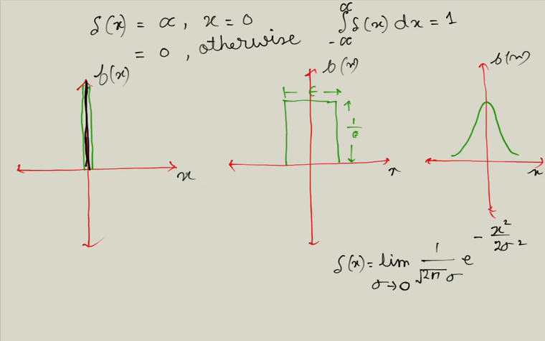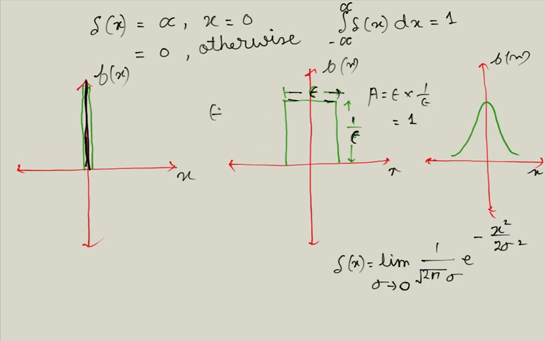Now I would like to show you another definition of the delta function. If I draw a rectangle of height 1 by epsilon naught, and this width is epsilon naught, then the area will be epsilon naught times 1 by epsilon naught, which equals 1.